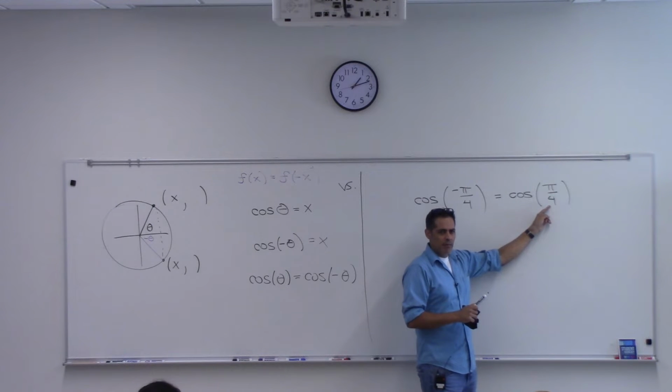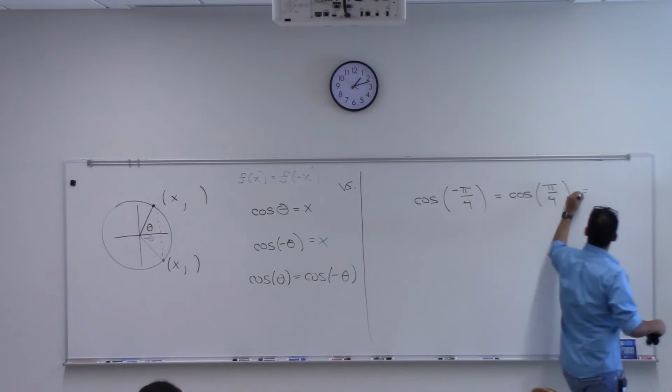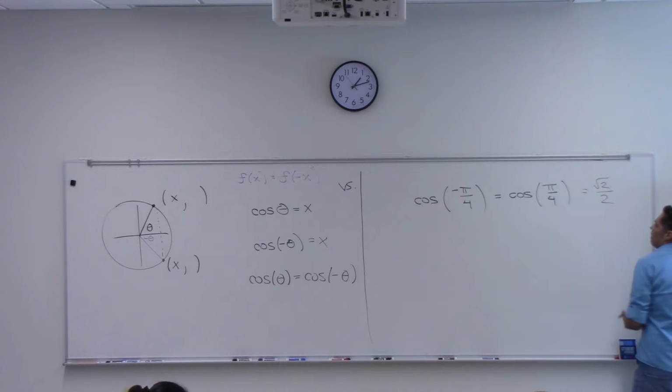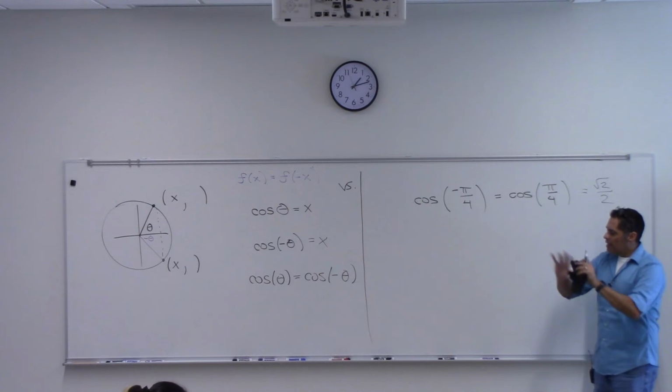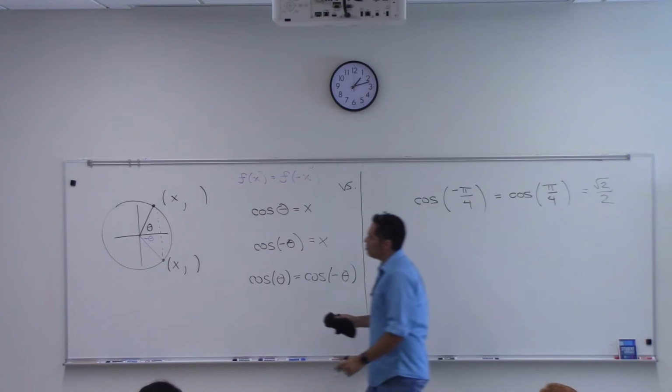So does everyone know where pi over 4 is? Root 2 over 2. And then the x-coordinate would be root 2 over 2, right? So this is root 2 over 2. All right, so at the end of this, cosine is an even function, all right? That's the takeaway. Let's try this for sine.